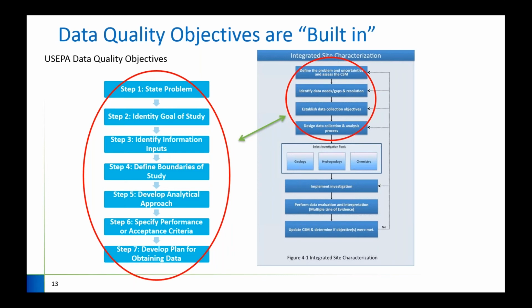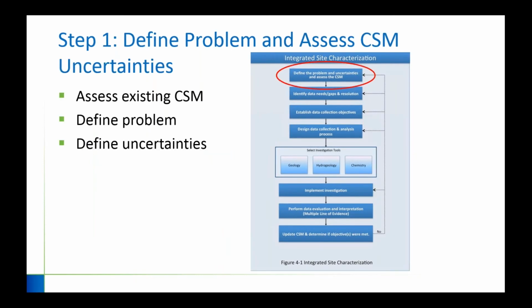So going through this, we're assuming we already have some sort of a CSM. When we're entering this flow chart, we're assessing that. We're saying, how good is this CSM? What do we know about it? What are the uncertainties, and what are the data gaps?